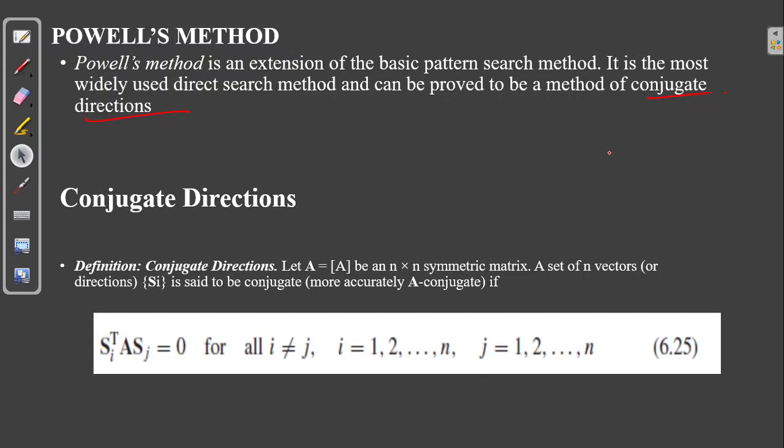This method is also known as the conjugate direction method. So this term is very important, and we are going to define what you mean by conjugate directions. Actually, these are directions only, and directions mean vectors. For example, in an x1 x2 plane, these are only directions.